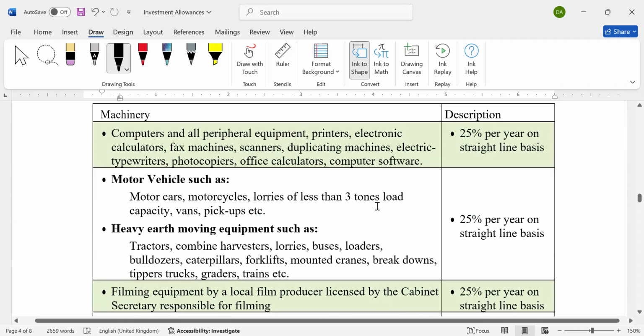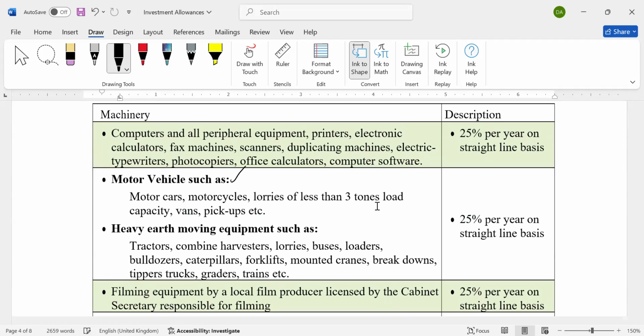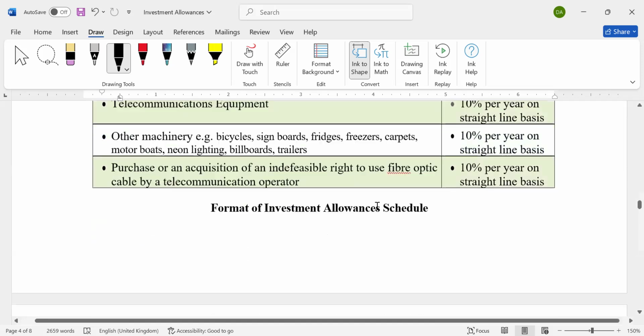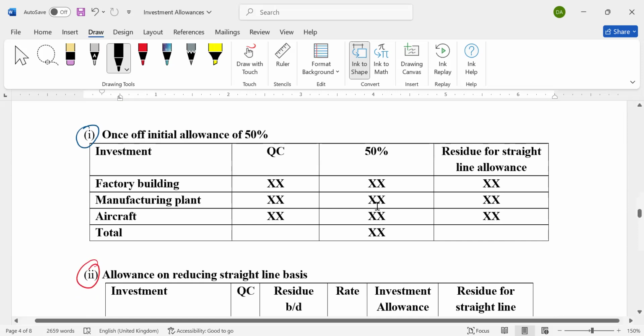For example, when you talk about motor vehicles, we are talking about motor cars, motorcycles, lorries, and all this. Then we have heavy earth moving equipment like tractors, combine harvesters, lorries, buses, loaders, bulldozers, and all this. So the details are given in the notes. You may get time to go through them to understand them in detail.